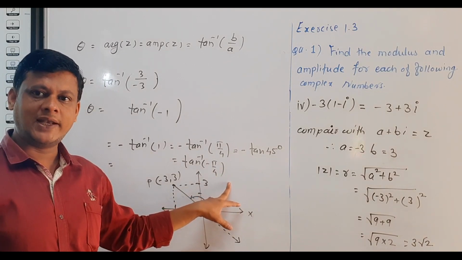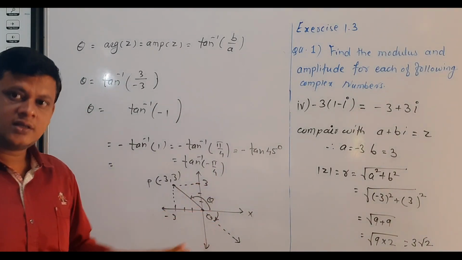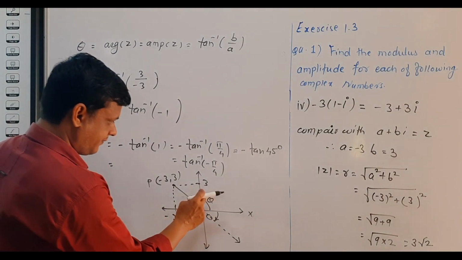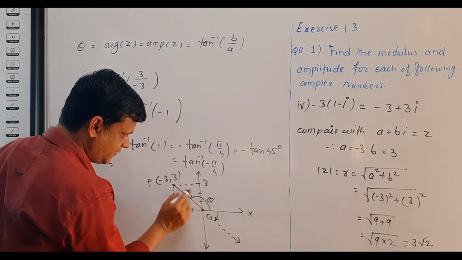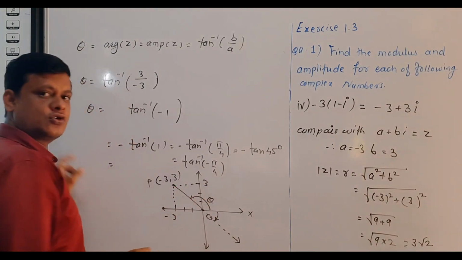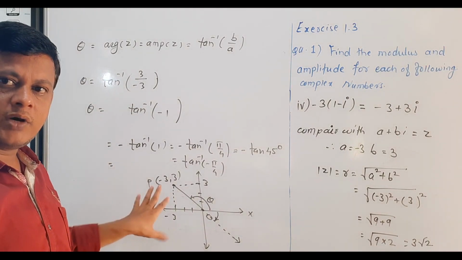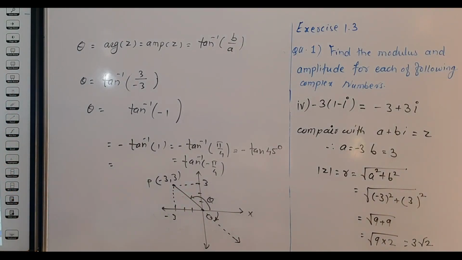Both answers are valid. If you want to find the exact value of this angle, what will that angle be? We know that this angle is pi by 4. This angle is pi by 4. This angle is 90. So 90 plus pi by 4, you will get the value 135. So 135 will be the answer.